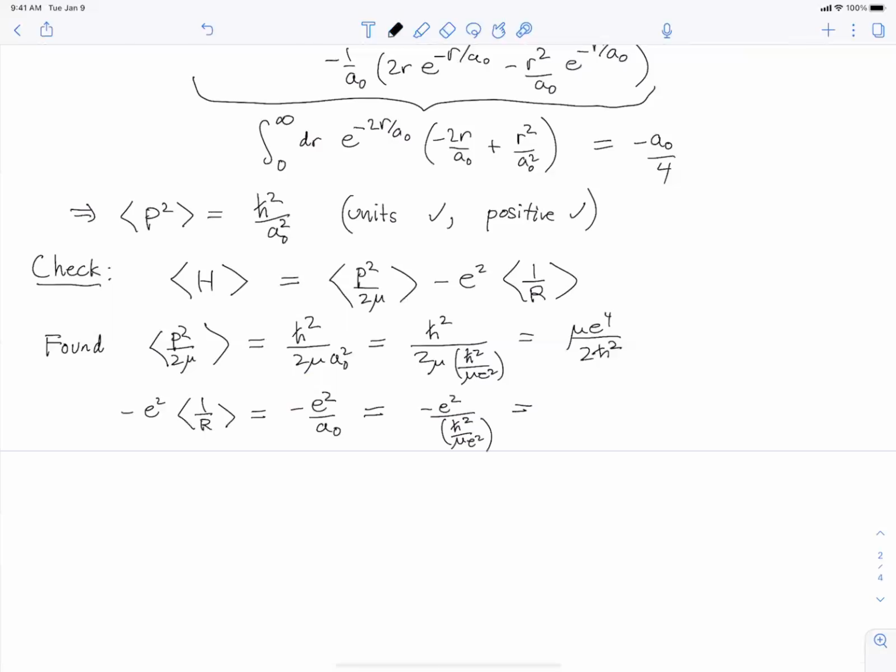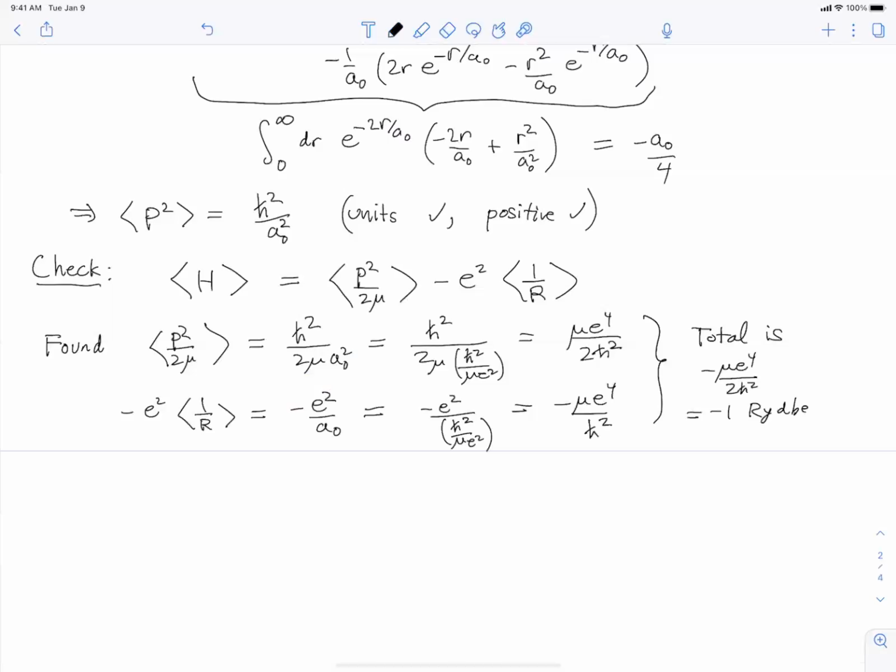Okay, and this turns out to be minus mu e to the 4th over h bar squared. So it's the same quantity, but with a different factor in front. And now we can combine them to get the total, which is minus mu e to the 4th over 2 h bar squared, which is minus 1 Rydberg.